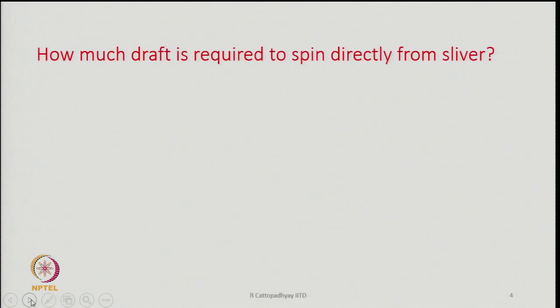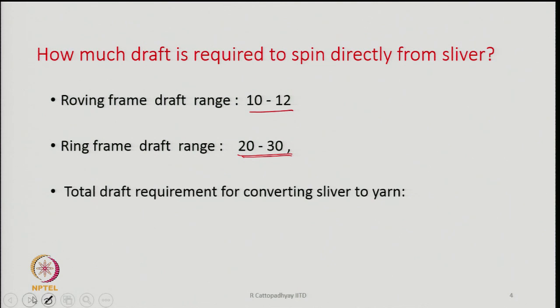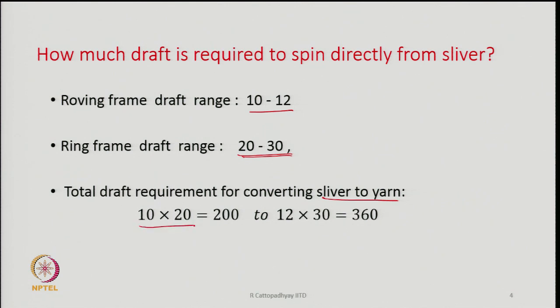The question will come, how much draft do we really require to spin directly from sliver? Now, roving frame draft is in the range of 10 to 12. Ring frame draft, if we think, lies in the range of 20 to 30, and therefore, total draft requirement from sliver to yarn could be of the order of 10 into 20, on the lower side 200, or it could be to the extent of 360. As an example, I am showing it.